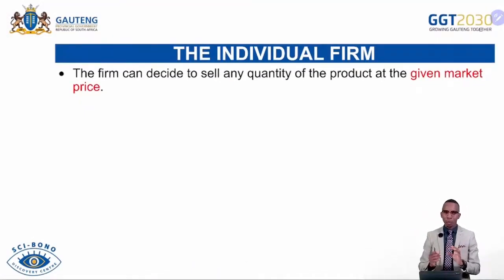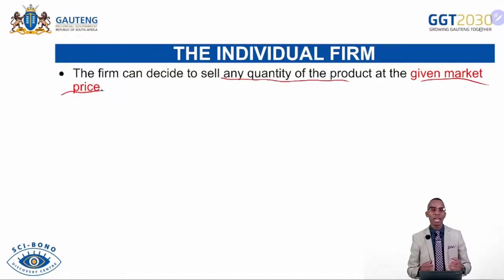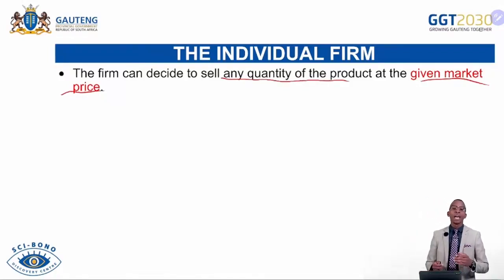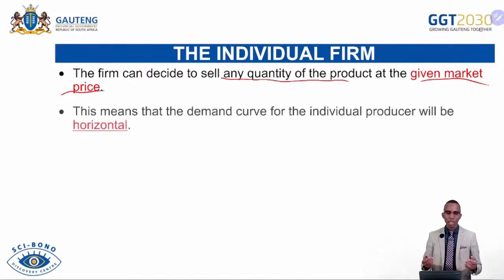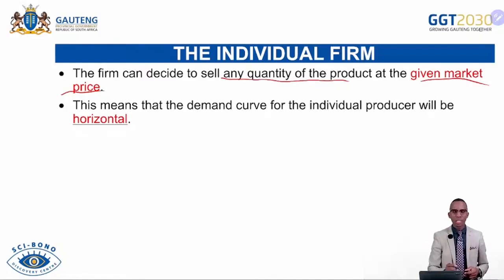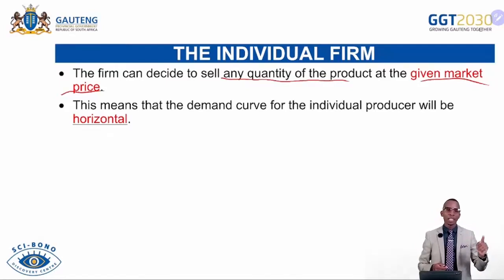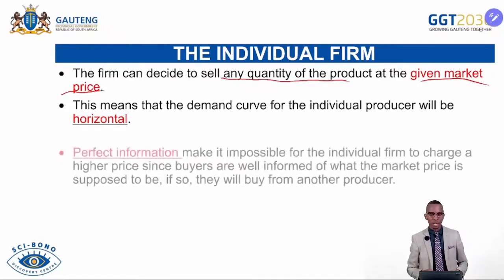The firm, now we are moving from the industry. We move to the firm. The firm can decide to sell any quantity of products at the given market price. It is given the price by the market or industry. Then the firm just needs to decide how much of the product should be sold. So for the firm to maximize its profits, it decides on its own. This means that the demand curve for the individual firm is horizontal. So if the firm is a price taker, it's taking the price from the industry. As the industry sets the price, the firm takes the price. Therefore, that leads to the demand curve being horizontal.